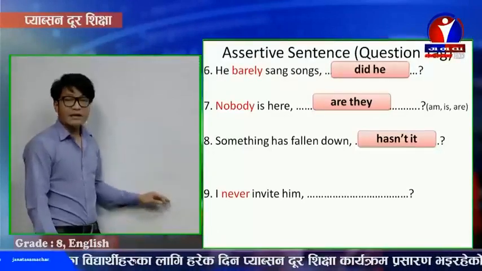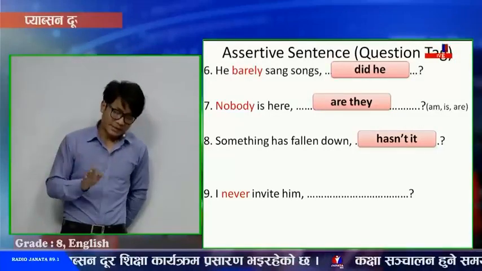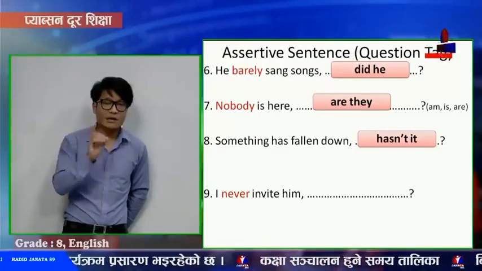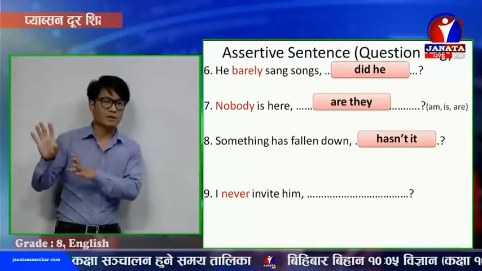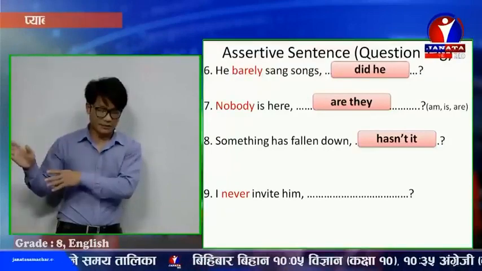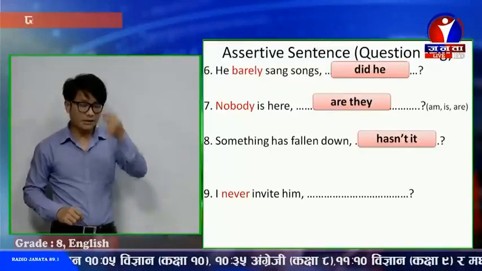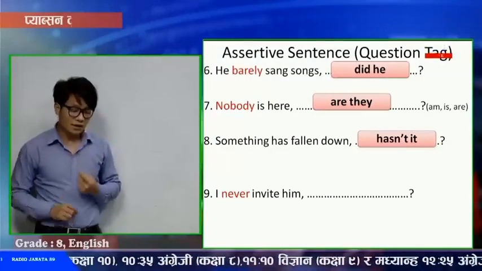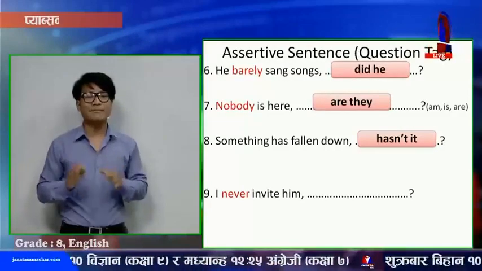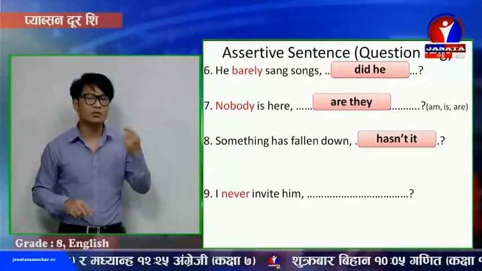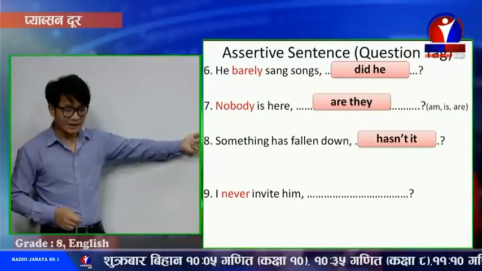Next: I never invite him. You can see there is one word, never. This word is one of those which change the sentence into negative. So you need to focus on invite. This is verb 1. When there is verb 1, this is simple present, and simple present has two auxiliary verbs: do and does. So it will be do, as in: I never invite him.